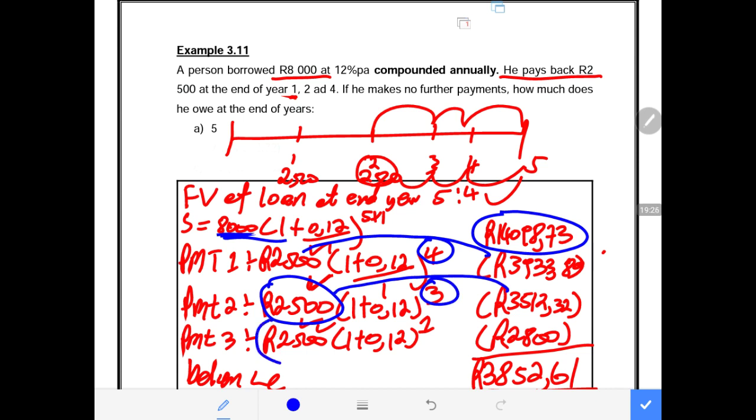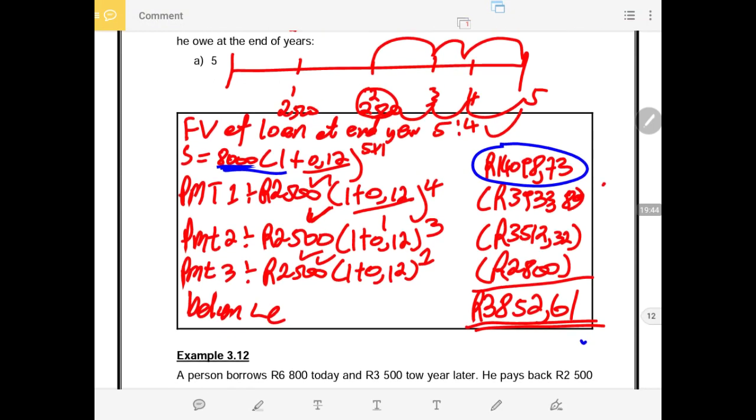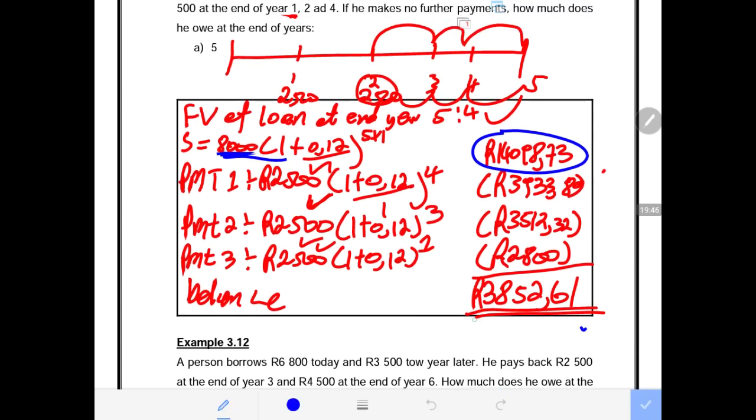And now the payment of 2.5 made at the end of year 4 means it will only earn future value for 1 year. And we take the future value of all these payments, we subtract it from the future value of the amount that was borrowed, the loan. Therefore that will give us the balance at the end of the focal date, meaning in this case at the end of 5 years.